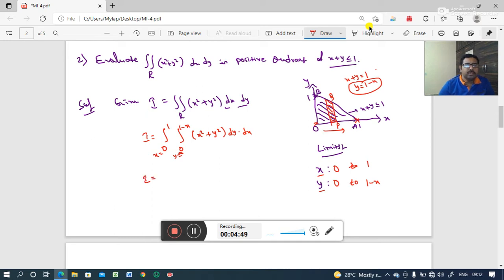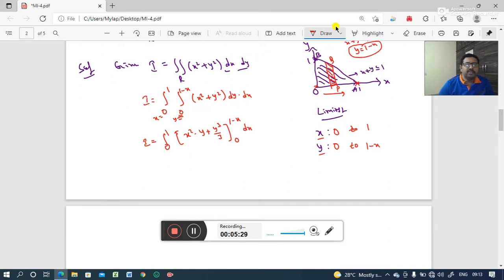So let me integrate. I is equal to integral 0 to 1. Integration with respect to y means x square is constant. So x square into 1 dy, integration of 1 dy is y, plus y square integration gives y cube by 3. The limits are from 0 to 1 minus x, dx.